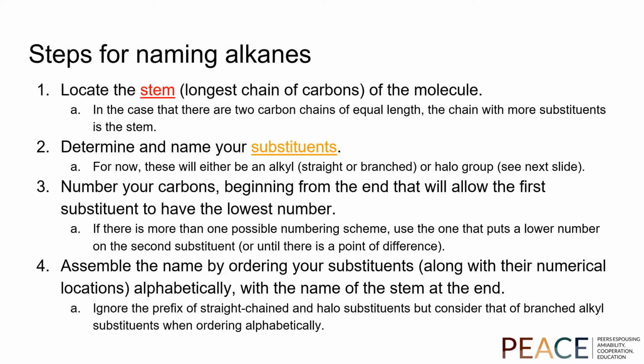Lastly, all that's left to do is assemble the name by ordering the substituents along with their numerical locations alphabetically, with the name of the stem at the end. Ignore the prefix of straight-chained and halo substituents, but consider that of branched alkyl substituents when ordering alphabetically. This last part will be explained in more depth in a future slide.